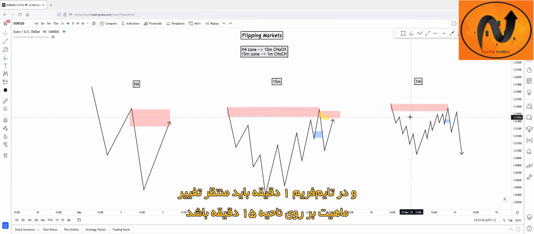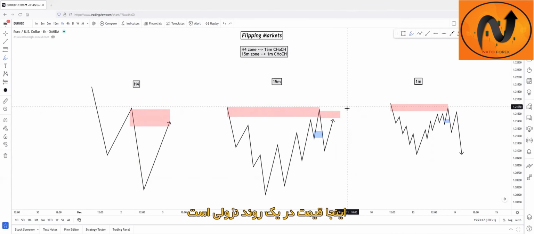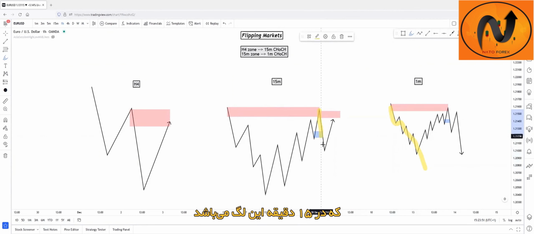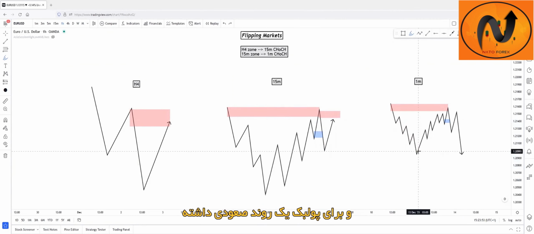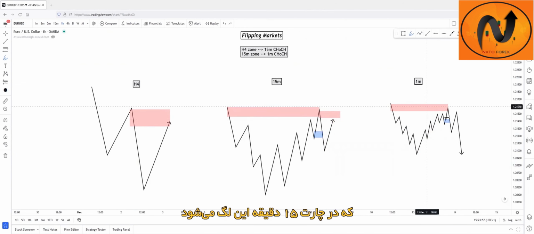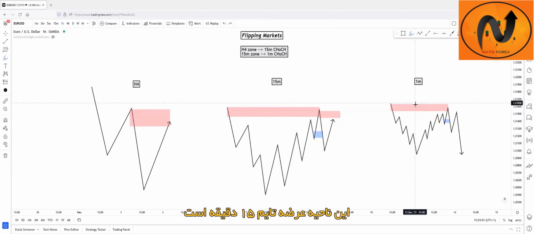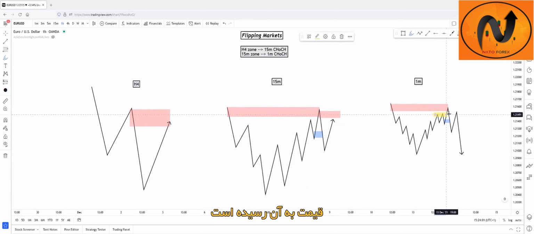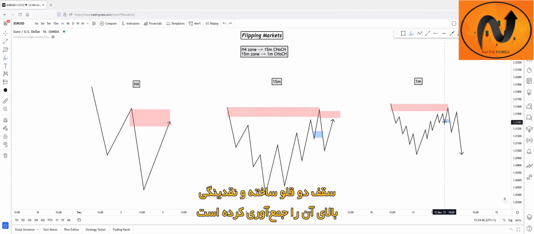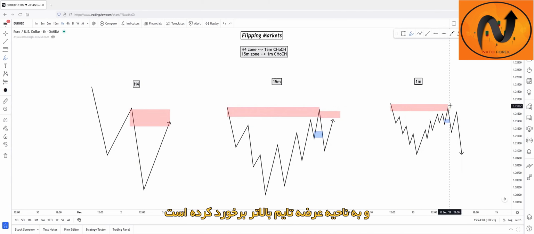And on the 1-minute chart, you will have to wait for a 1-minute change of character inside of that 15-minute supply zone. So price is moving in a downtrend here, which is this leg of the 15-minute chart, and after it creates a pullback moving in an uptrend here, which is this leg of the 15-minute chart, and it almost reaches the 15-minute supply zone. This is the 15-minute supply zone, almost reaches it, creates double top, sweeps the liquidity to the upside, taps into a higher time frame zone, which is a 15-minute zone.